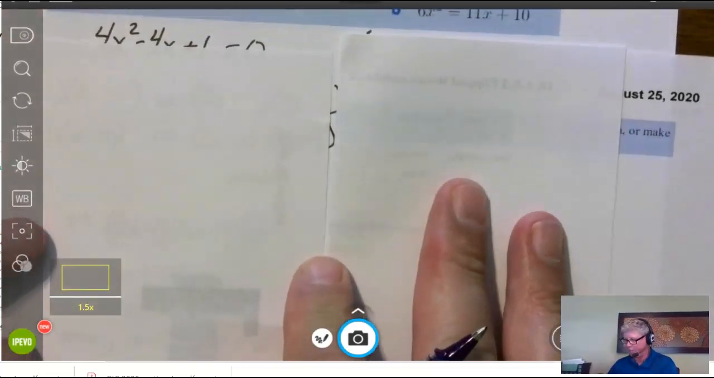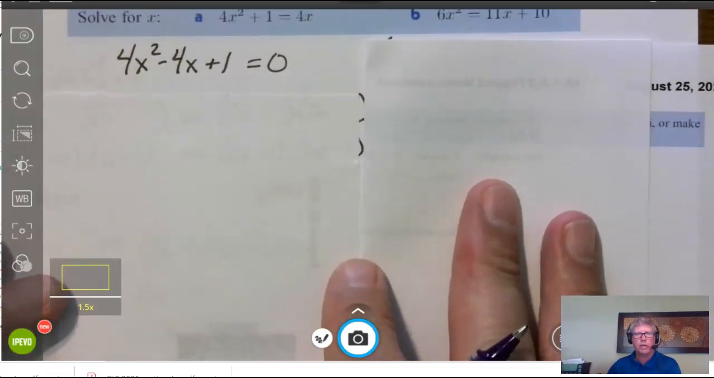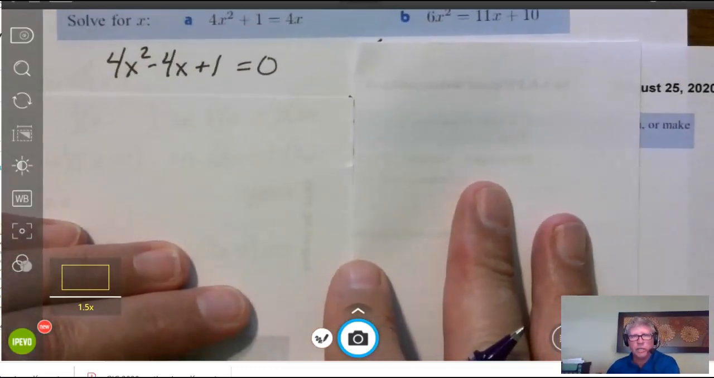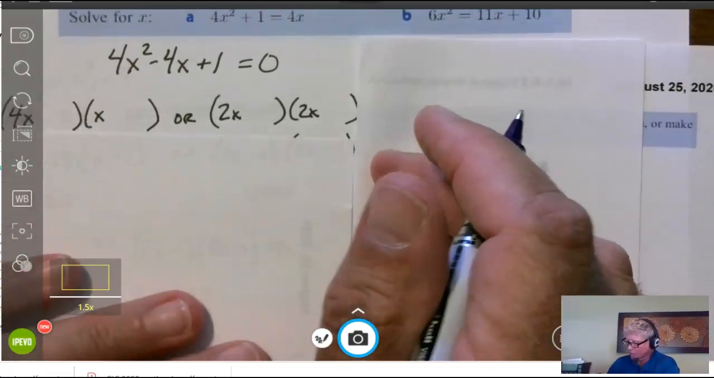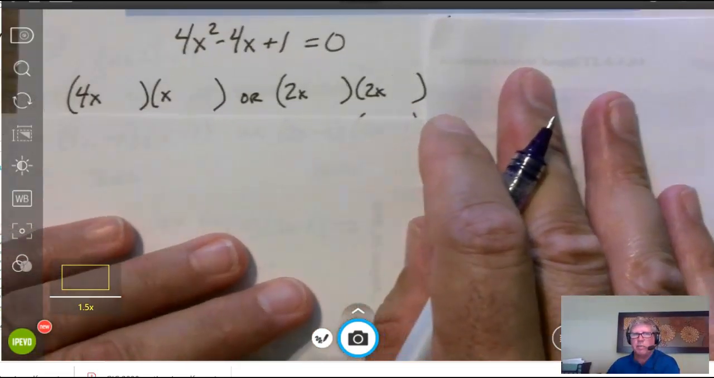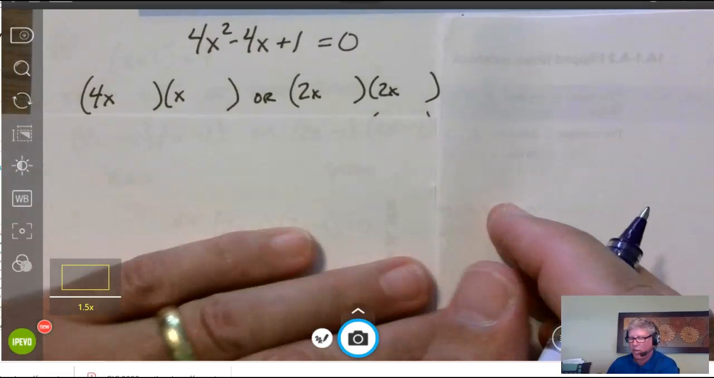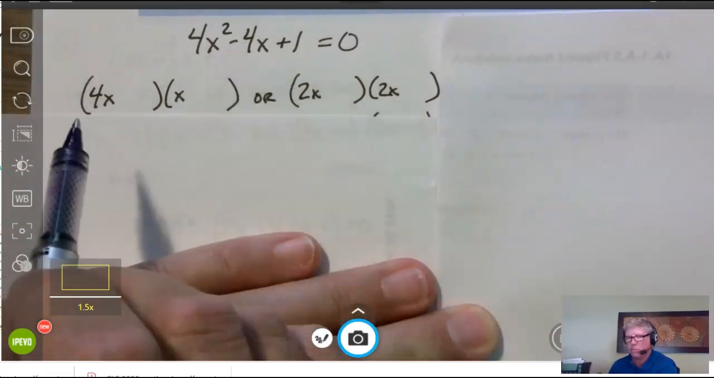Okay. Let's try a couple more examples. Let's do this one. We've got it all equal to 0. My thinking here is, I tried to write all this out for you because sometimes it's important just to see the way they think. The way I think about this is two things. It's either going to be 4x times x or 2x times 2x.